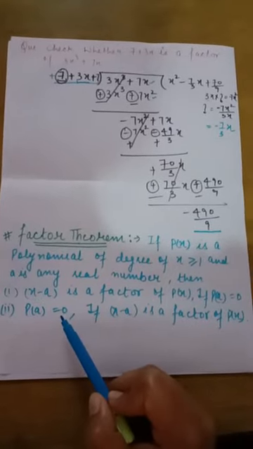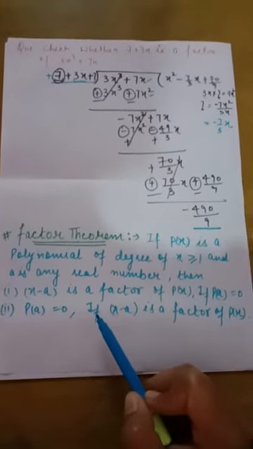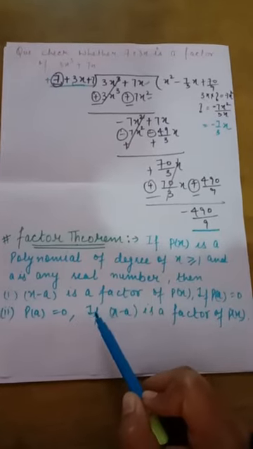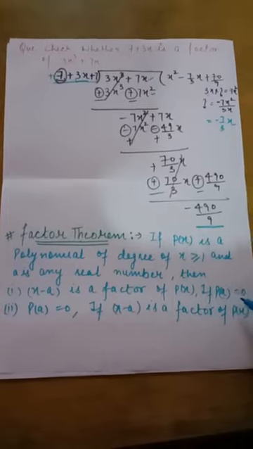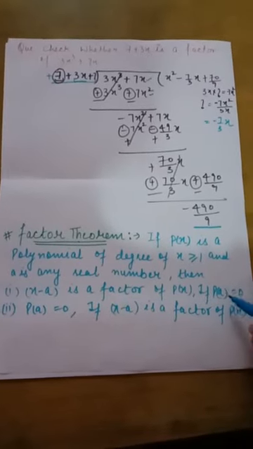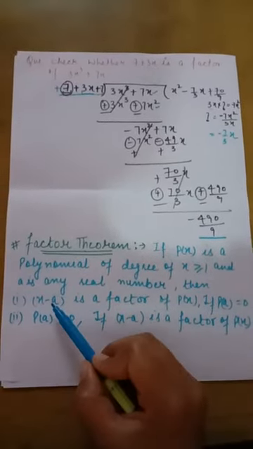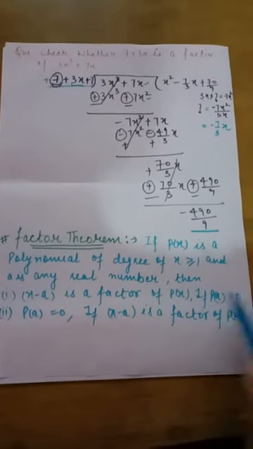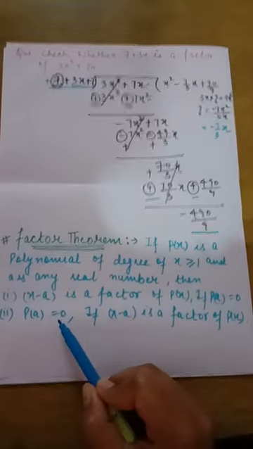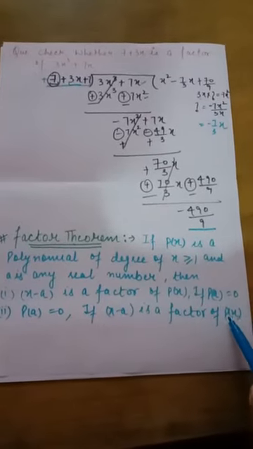If it is given in your question that p(a) equals 0, it is only possible if x minus a is a factor of p(x). So if you can understand, these two statements are the converse of each other. If x minus a is a factor of p(x), it is only possible when p(a) equals 0. If p(a) equals 0 is given, then x minus a is a factor of p(x).